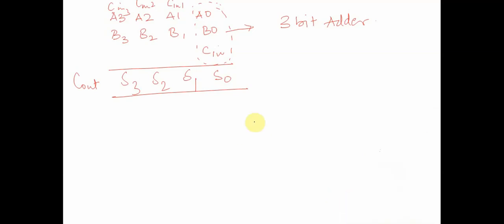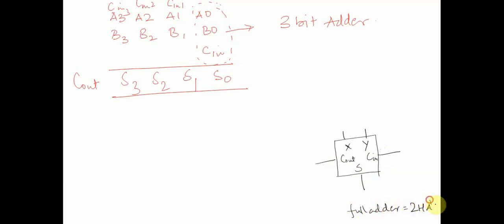Okay, let's draw it a bit clearer because this is important. Let's assume we have a full adder over here, and this full adder has two inputs x, y. It has a sum which is the output. It has a carry in, which is this port, and it has a carry out. We have already realized this full adder circuit using two half adders plus one OR gate, right?